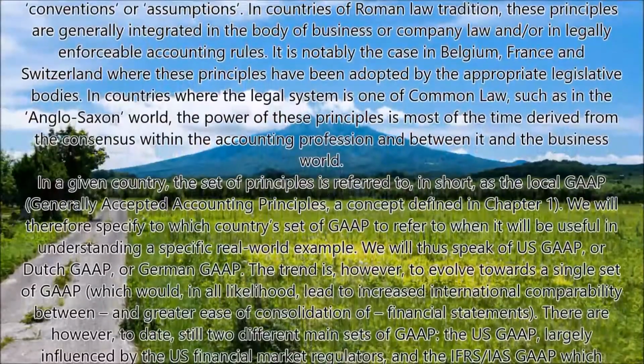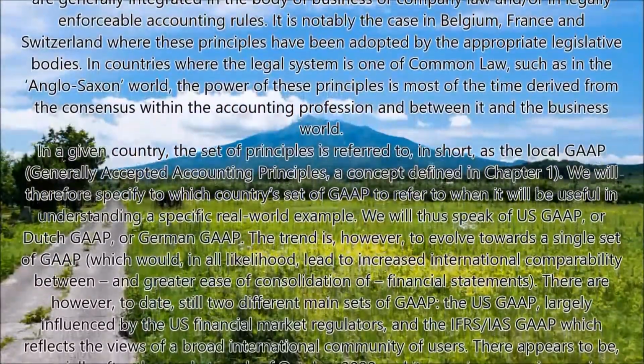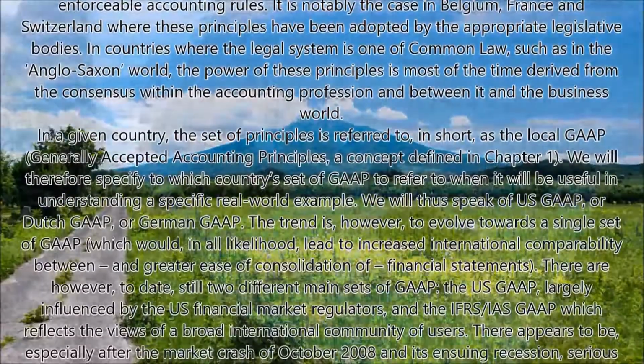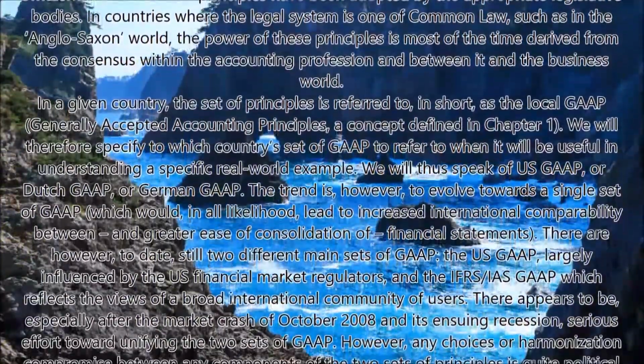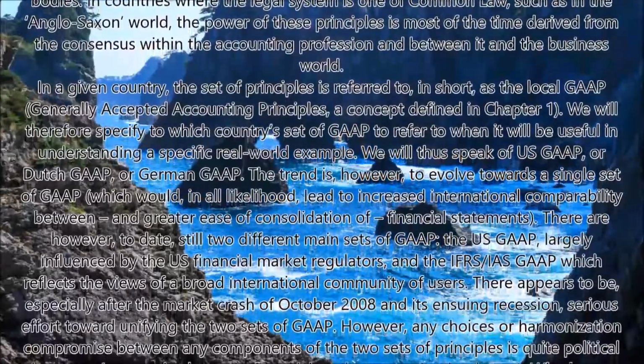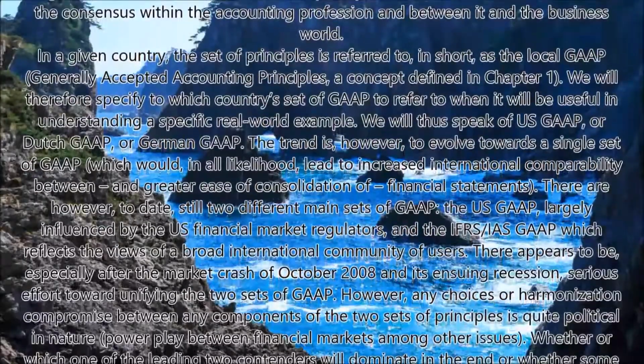There are, however, to date, still two different main sets of GAAP: the US GAAP, largely influenced by the US financial market regulators, and the IFRS/IAS GAAP, which reflects the views of a broad international community of users. There appears to be, especially after the market crash of October 2008 and its ensuing recession, serious effort toward unifying the two sets of GAAP.